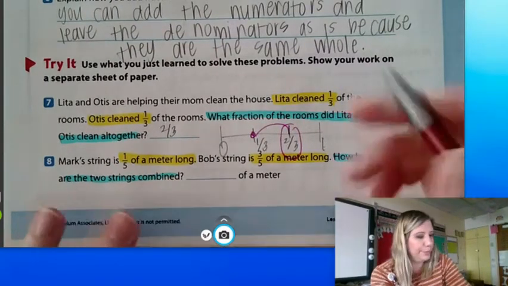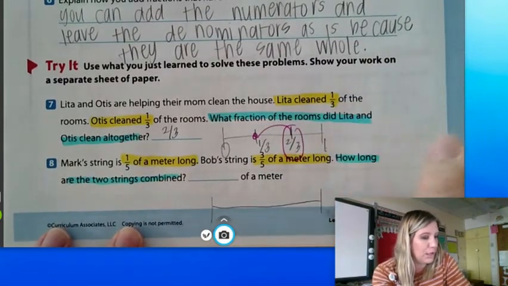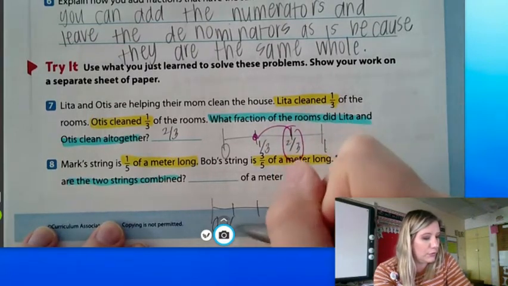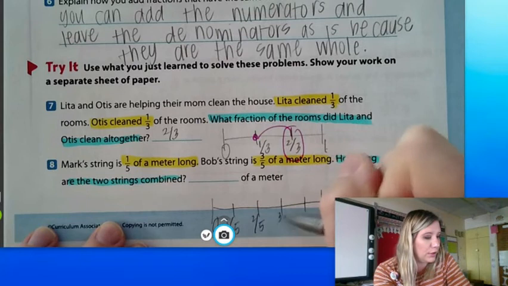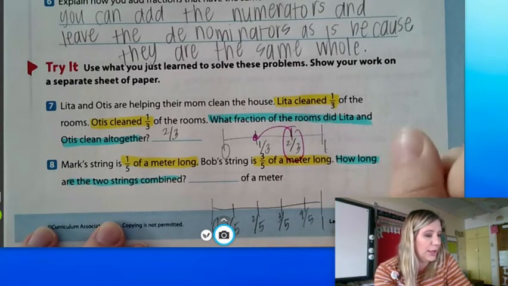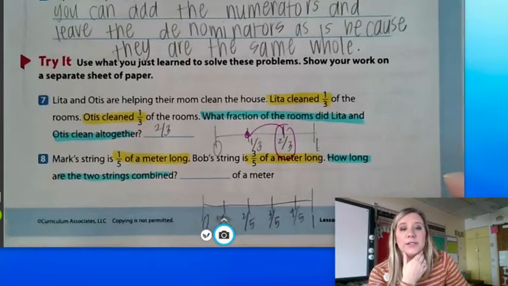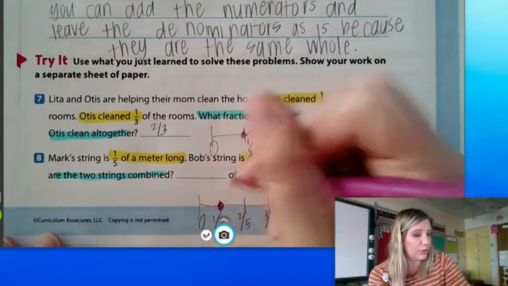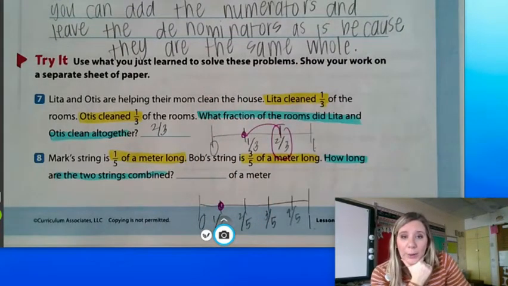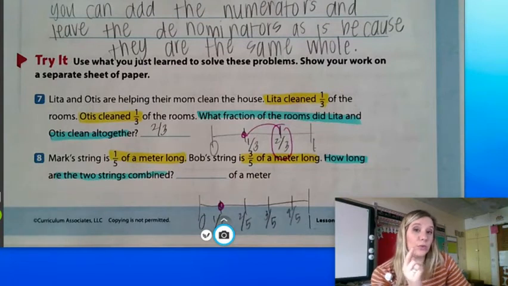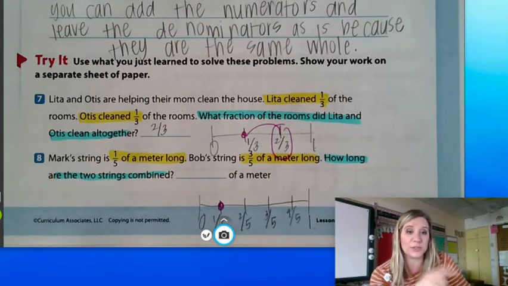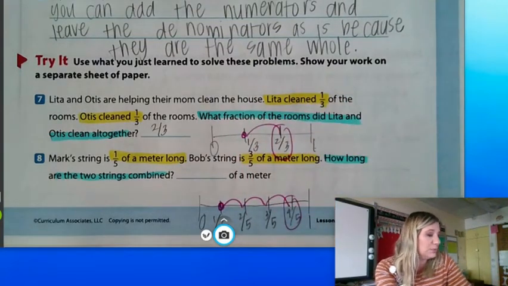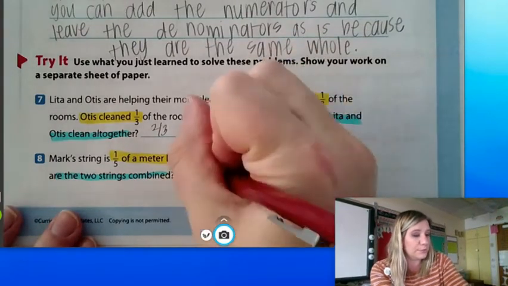So again, let's use a number line. My whole is fifths, so I have 0 and 1. 1/5, 2/5, 3/5, 4/5. And again, 5/5 is already built in because 1 is equal to 5/5. So Mark's string is 1/5, so I'm going to put my dot at 1/5. And then Bob's is 3/5, so I need to make 3 jumps of 1/5. So 1/5, 2/5, 3/5, which takes me to 4/5.